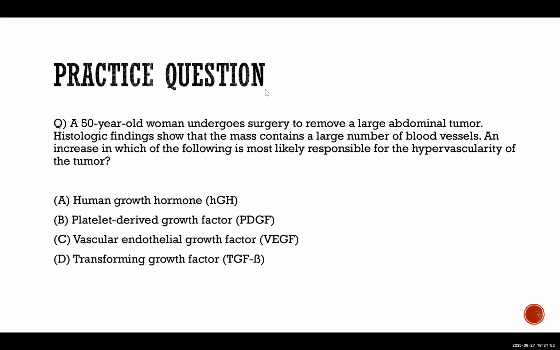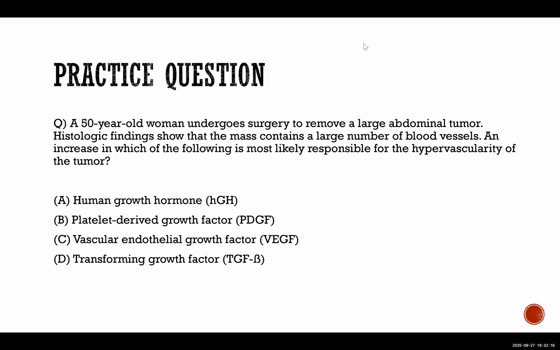Okay, so a 50-year-old woman undergoes surgery to remove a large abdominal tumor. Histologic findings show that the mass contains a large number of blood vessels. An increase in which of the following is most likely responsible for the hypervascularity of the tumor? What do you think the answer is?